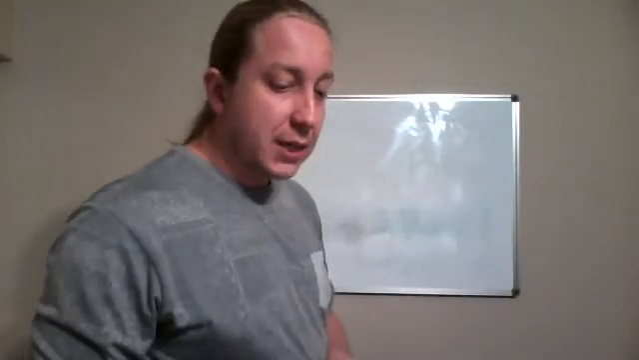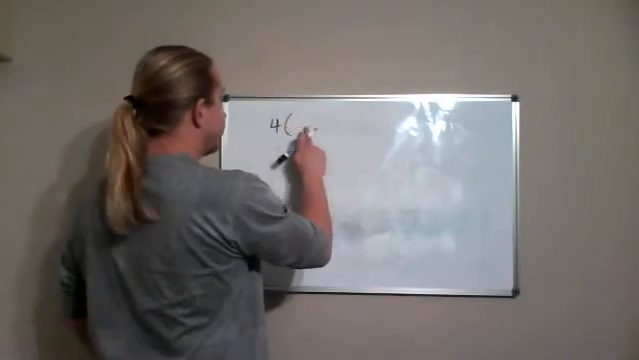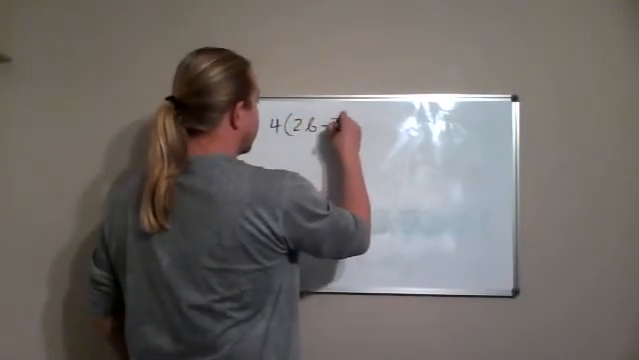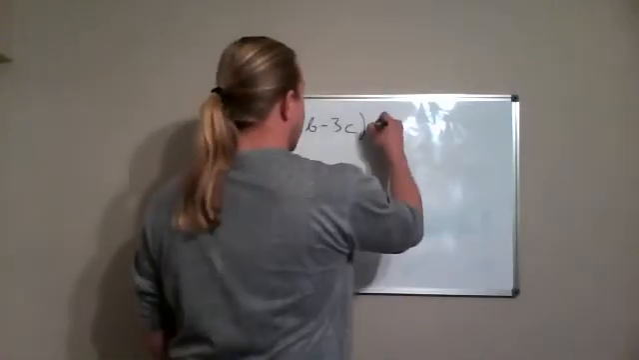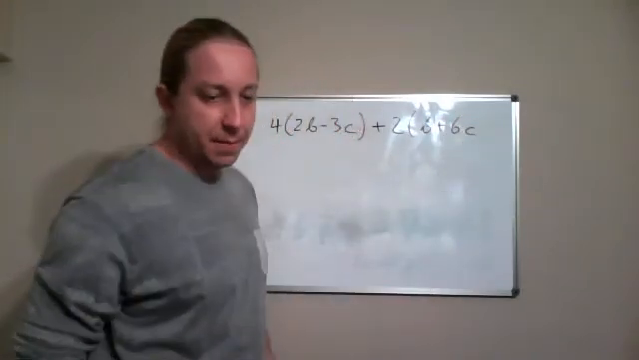So the first part says 4 into 2b minus 3c. And then the second part, plus 2 into b plus 6c. Okay.